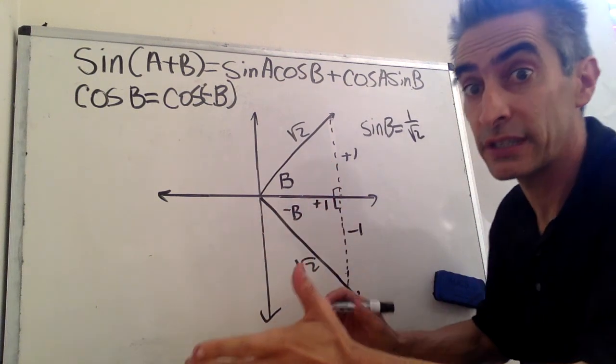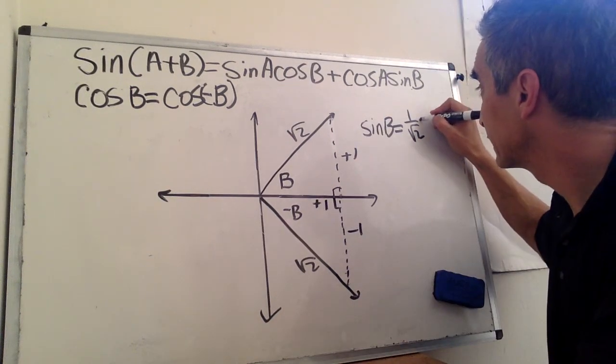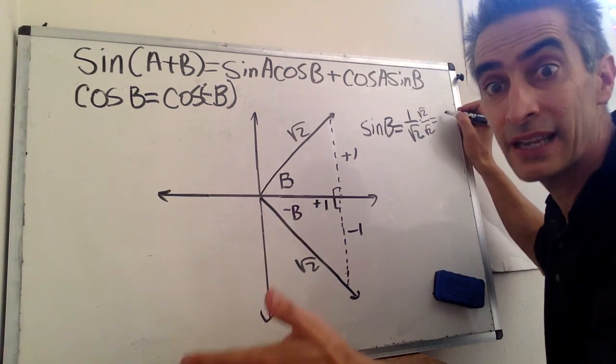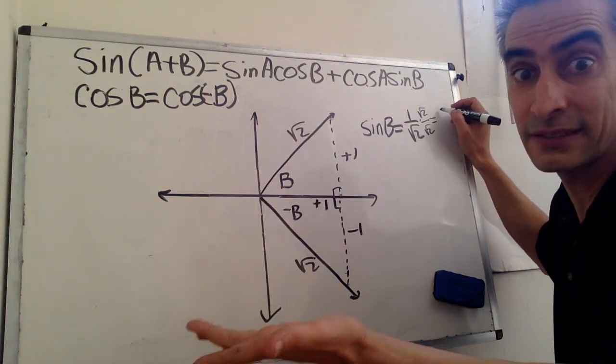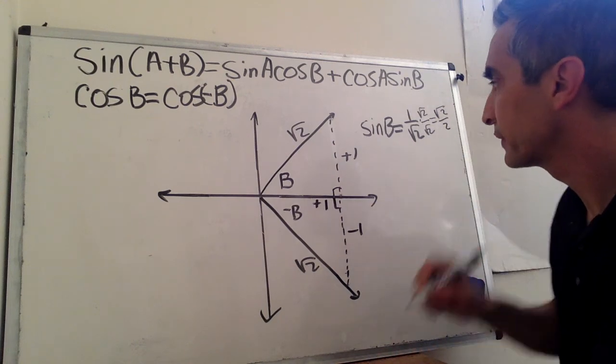And of course, again, your teacher is likely to say, rationalize that denominator. So you rationalize it, and you say times square root of 2 over square root of 2. And of course, we get the same thing. In this case, a 45-degree angle is going to be the same. The sine is the same as cosine: square root of 2 over 2.